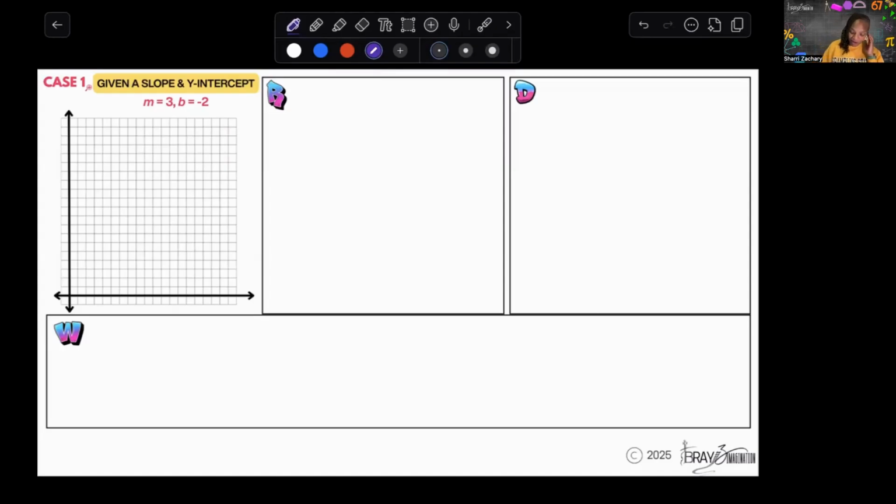Looking at my anchor chart, I see that the slope-intercept form of the equation is y equals mx plus b, where m is the slope and b is the y-intercept. So I'm just going to substitute those values in, and I have my equation for this line. When I substitute my values in, I have y equals 3x plus a negative 2, or you can say y equals 3x minus 2.